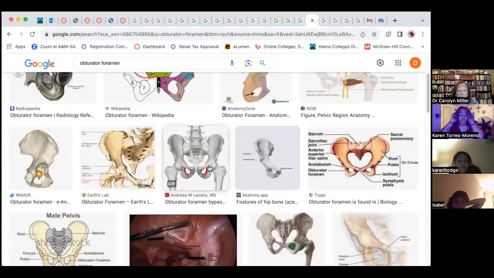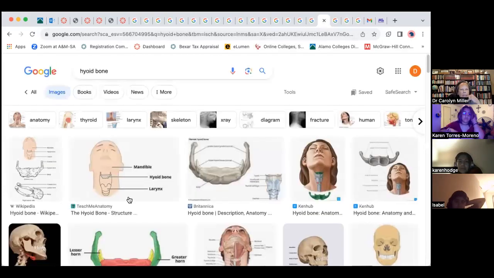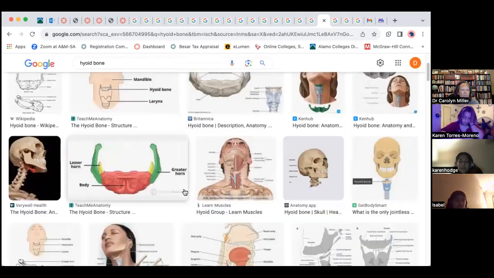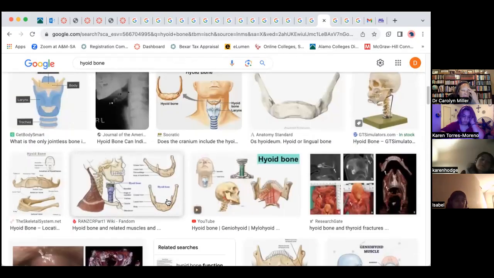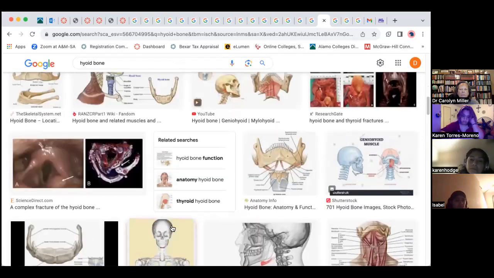Oh, obturator foramen, this red. So I would say name the structure outlined in red. This is the largest foramen in the body, the obturator foramen. Here's the hyoid bone. It will be disarticulated like this. So name this bone. I could get any one of the views, this one or that one, but it would be the hyoid.